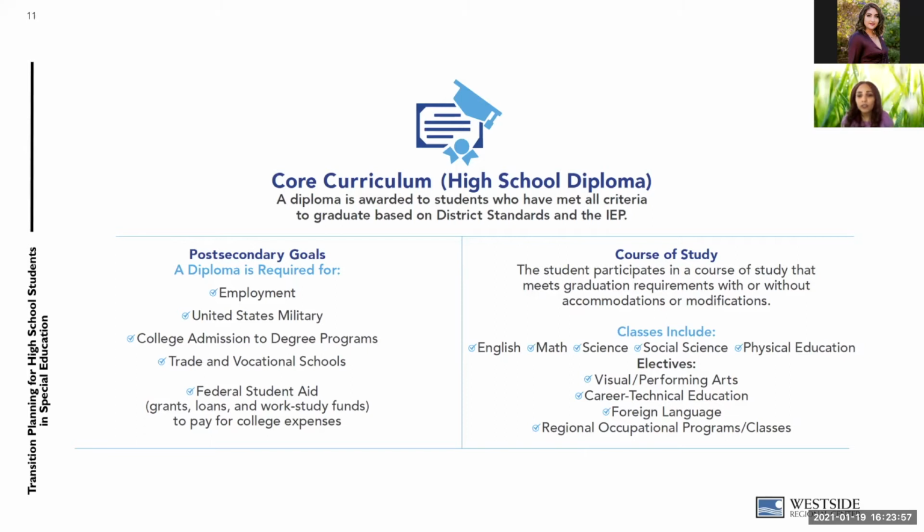The course of study is really core curriculum, meaning that unmodified curriculum that is given to all students. The student must show that they are able to access this core curriculum to be able to get the high school diploma. This includes math, science, English, social studies, physical education requirement, and some electives.